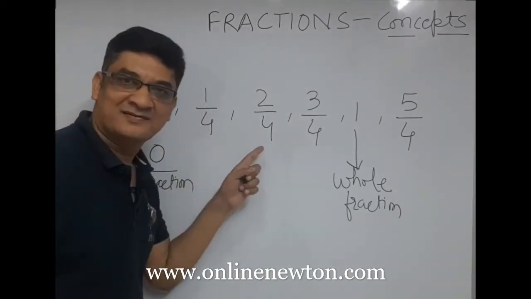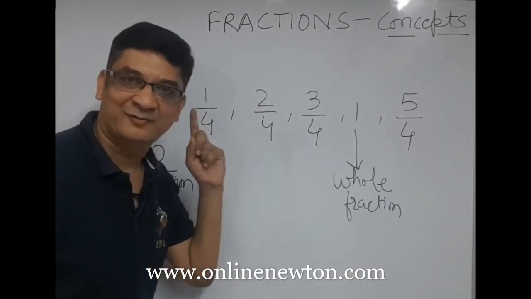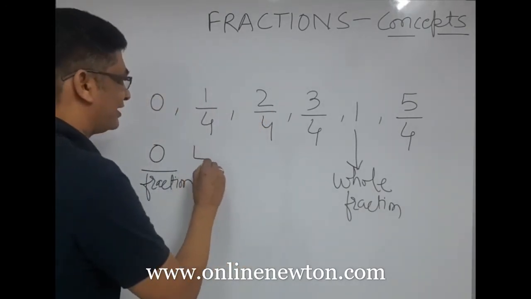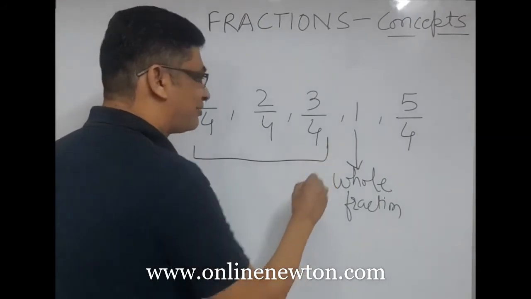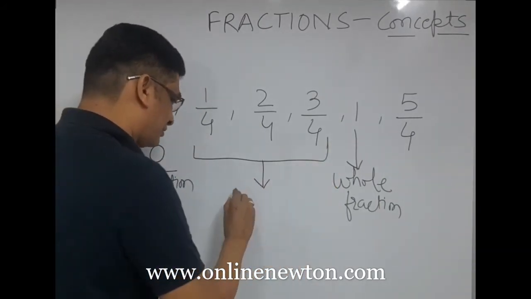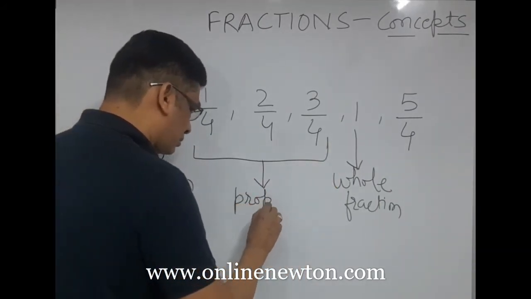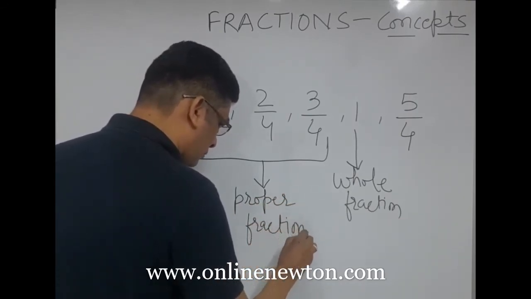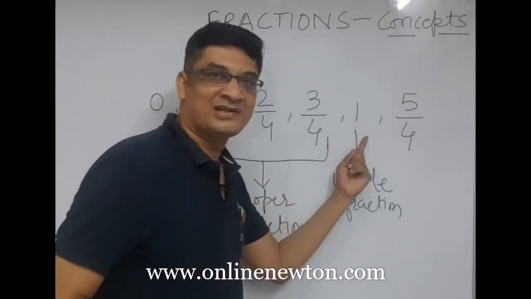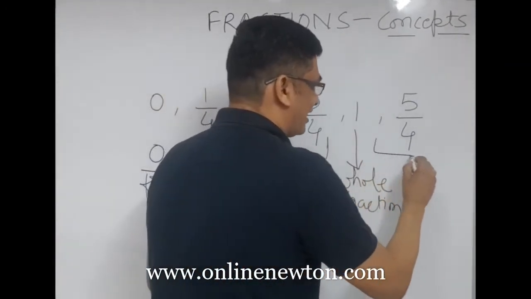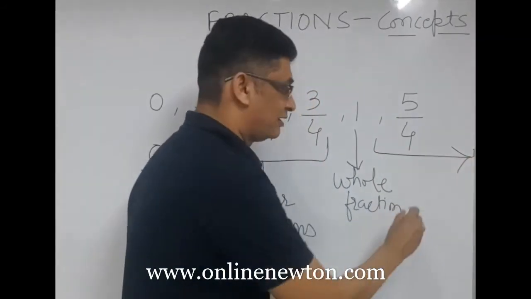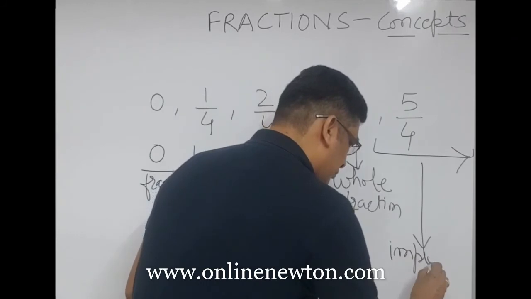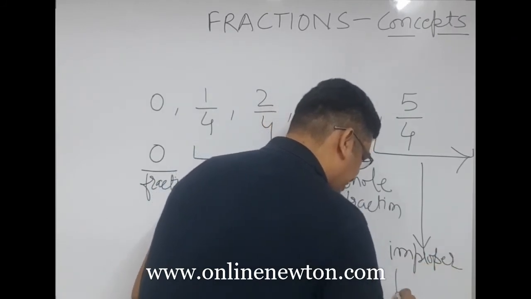These quantities were justified because we had one apple and we had 4 pieces. We gave her 1 by 4 at a time. So all these quantities are proper quantities and they are called proper fractions. And when the quantity becomes more than 1, all quantities after this are called improper fractions.